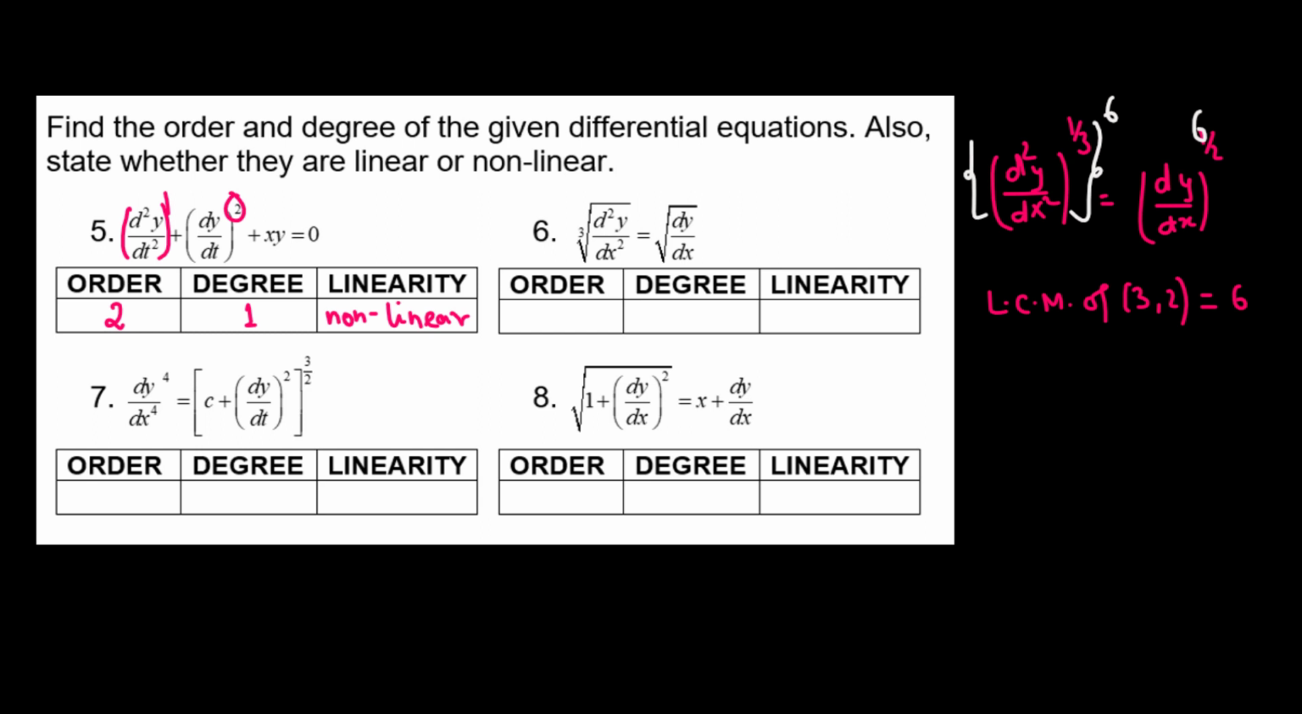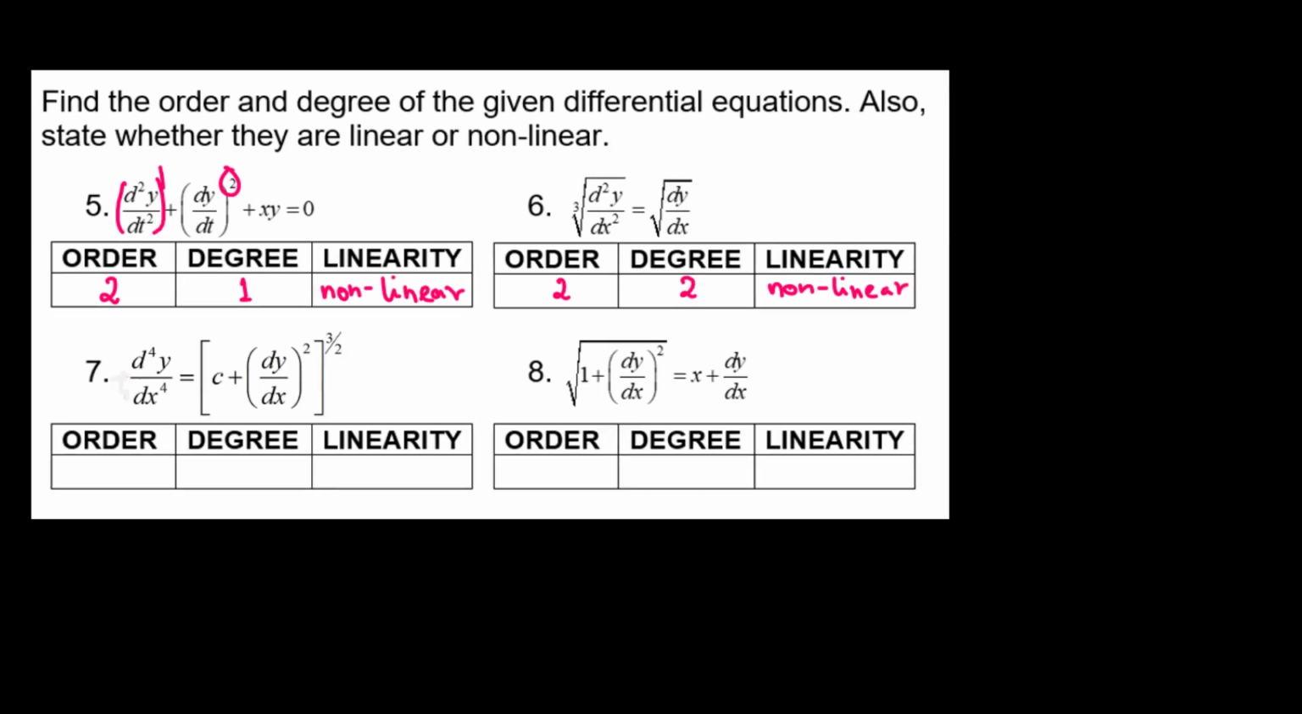And that is going to finally give us the second derivative of y with respect to x whole raised to the power of 2 equals the first derivative of y with respect to x whole raised to the power of 3. Now we look at the simplified differential equation. We see that the highest order differential coefficient here is d squared y over dx squared, so the order is going to be equal to 2, and if we look at its power, that is 2, so the degree is going to be equal to 2, and it's going to be a non-linear differential equation.